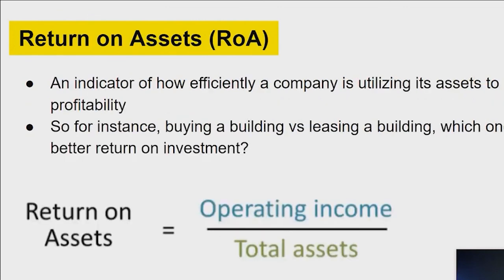Return on assets is an indicator of how efficiently a company is using its assets to achieve profitability. So a really good example of this one that would improve your return on assets score is, for some companies, it's better for you to actually just buy a building rather than leasing or renting a building. But for some companies, it's the other way around. It's better for you to lease or rent the building rather than buying it.